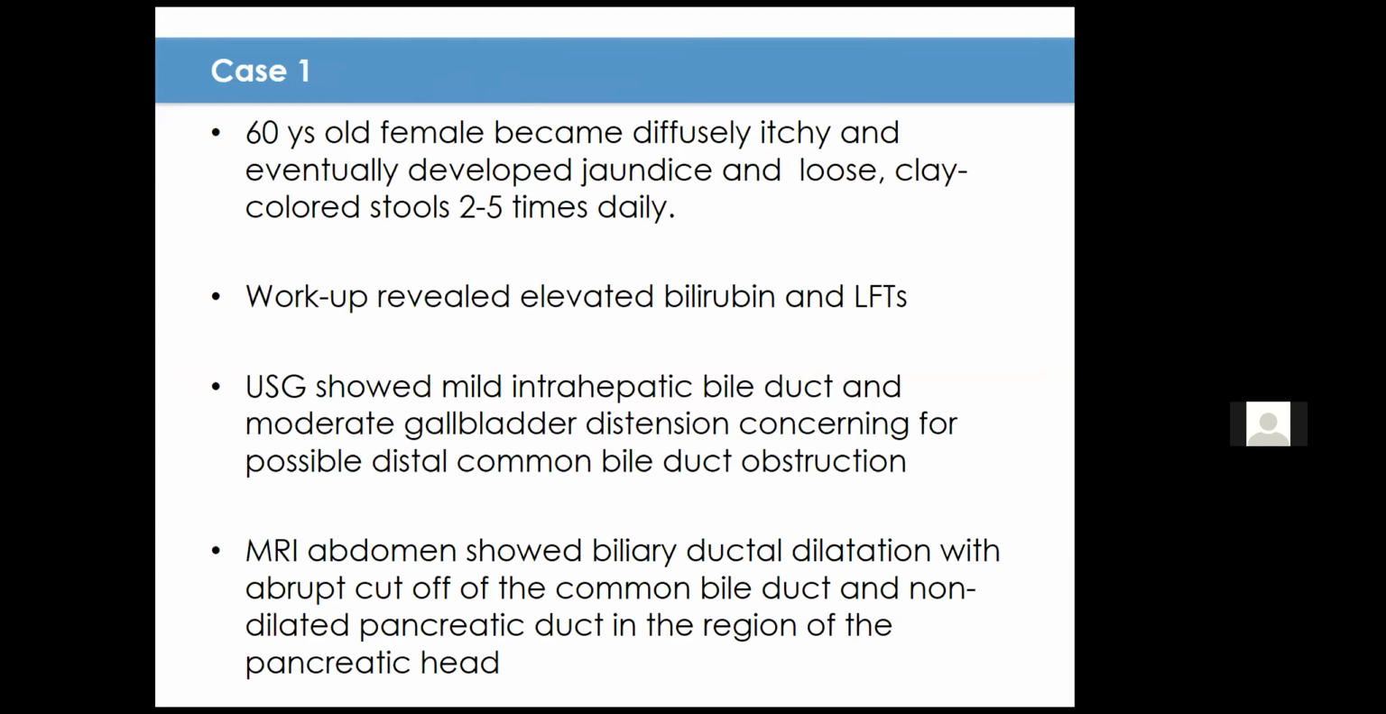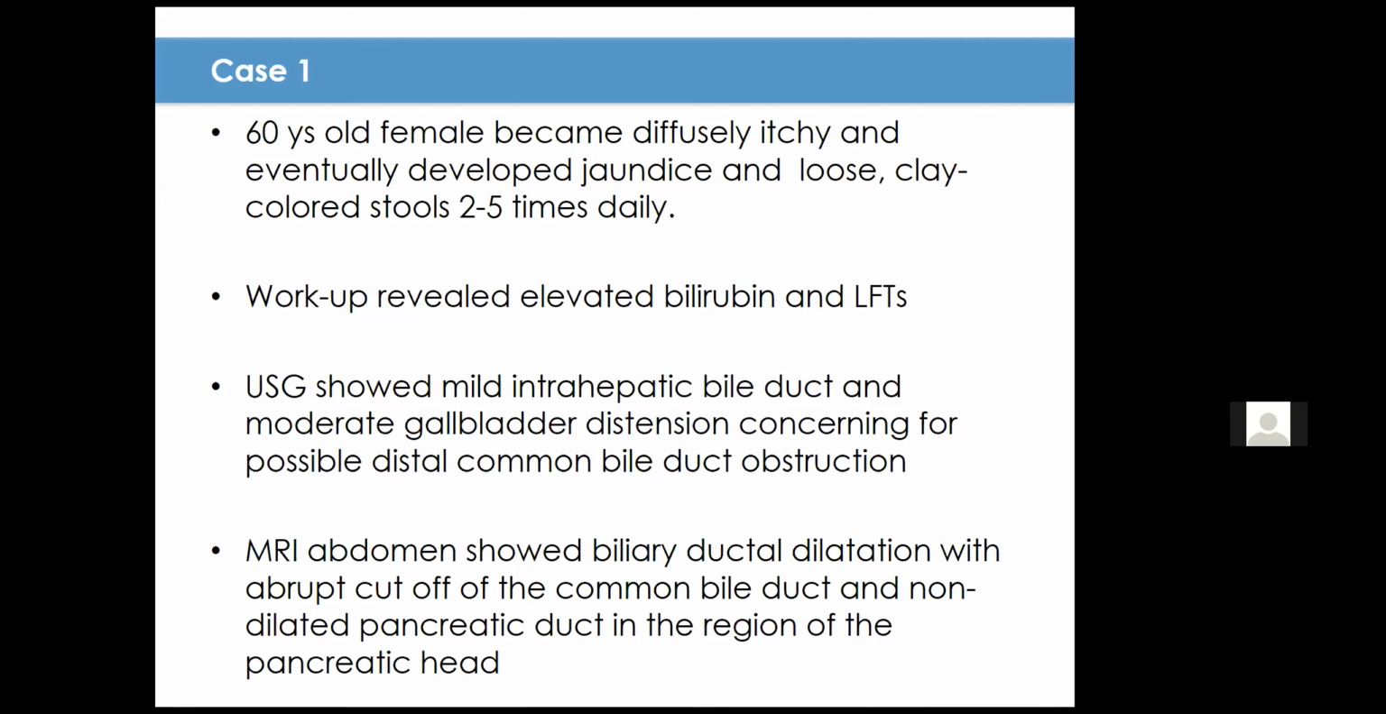60-year-old female that became diffusely itchy and eventually developed jaundice and loose clay colored stools about 2 to 3 times a day. She went to see her PCP, who showed elevated bilirubin and LFTs. He then ordered an ultrasound of the abdomen that showed mild intrahepatic bile duct dilatation and moderate gallbladder distension that was concerning for a possible common bile duct obstruction.